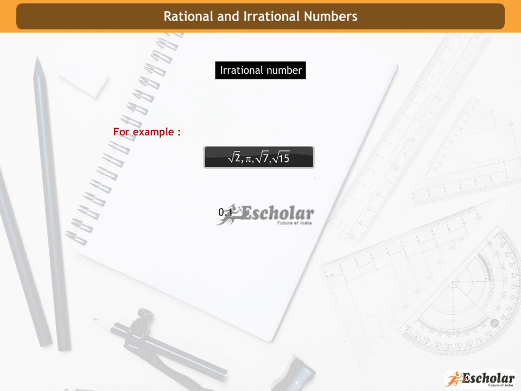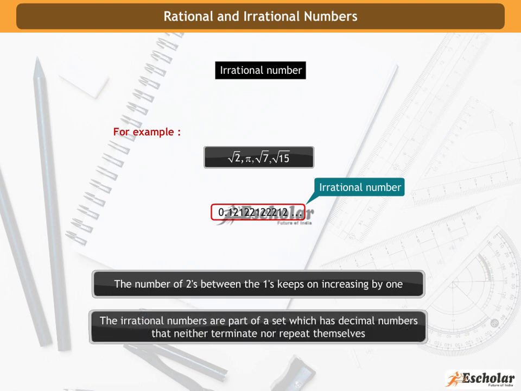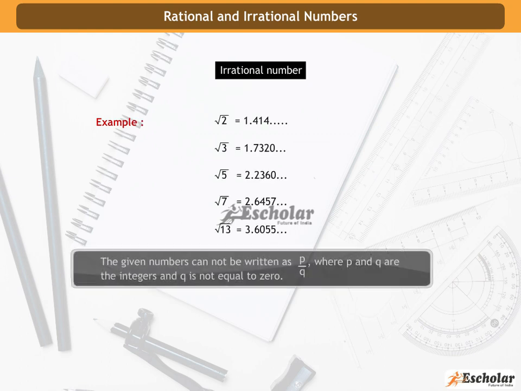Now, 0.121221222 and so on is an irrational number, as we see that the number of 2's between the ones keeps on increasing by 1. The irrational numbers are part of a set which has decimal numbers that neither terminate nor repeat themselves. Look at the given examples of irrational numbers.